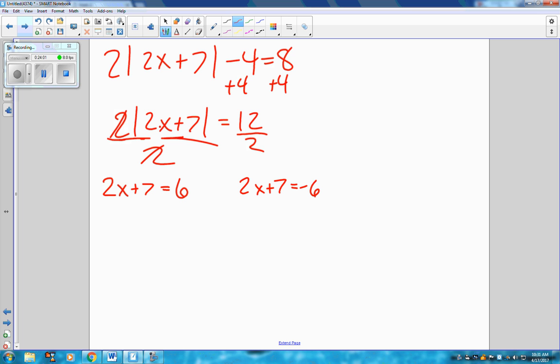Is everyone with me so far? Okay. So now I'm going to solve for x. I'm going to subtract 7 from both sides. Divide by 2. So that I get x is equal to negative 1/2. And I'm going to do the same thing to the other side.